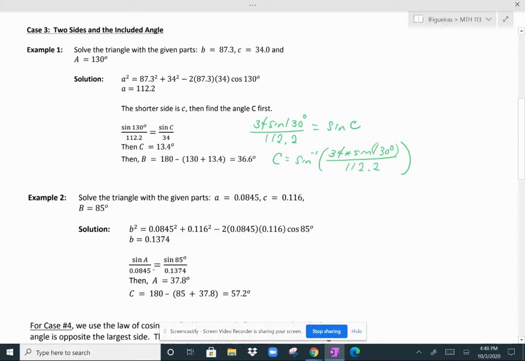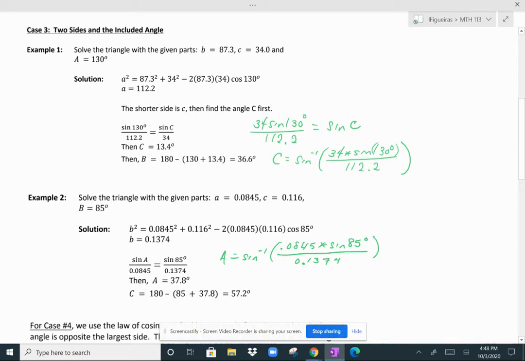And again, you'll have to cross multiply. So that goes over to the right, and then you take the sine inverse. So basically, you're going to input into a calculator the sine inverse of 0.0845 times the sine of 85 degrees, which means make sure you are in degree mode, divided by 0.1374. And when you do, you get the answer that's stated here, 37.8 degrees.